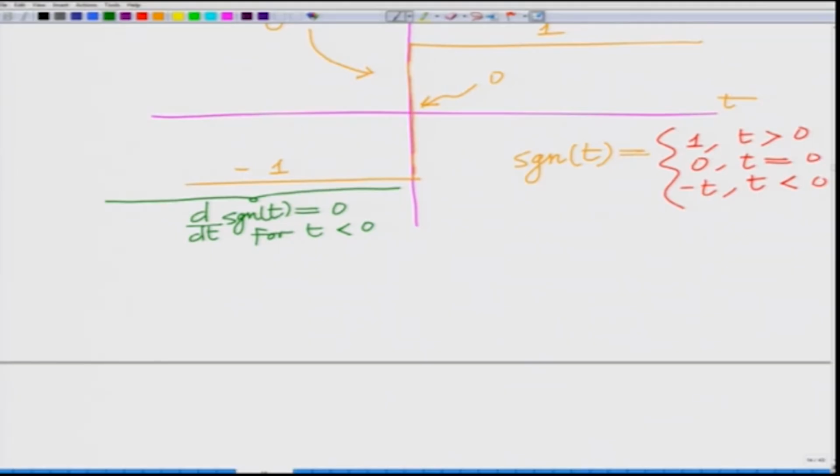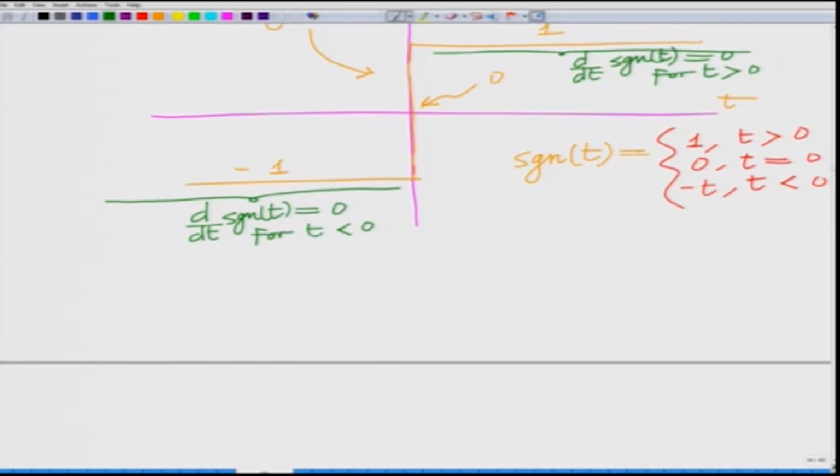Similarly, for t greater than 0, sgn of t is again a constant, it is equal to 1. So, therefore, the derivative is again 0. So, in this region also d by dt of sgn of t equals 0 for t strictly greater than 0. Alright. So, for both t strictly less than 0 and t strictly greater than 0, the derivative of sgn of t is 0, because sgn of t is constant in both these regions. The only place where the derivative of sgn of t is non-zero is at the point t equal to 0, where it is transitioning from minus 1 to 1.